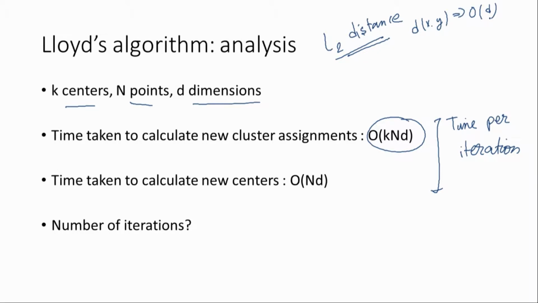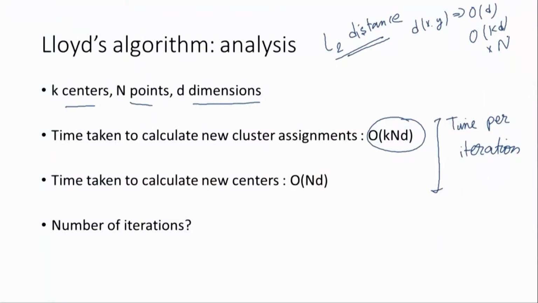That's order d, because it's a d length sum. Right? Okay. Now for every point, you have to compute the distance from all the centers. There are k centers, so that takes time order kd. And this times n, because you have to compute the assignment for every point, so order k n d. So it's very simple once you break it down slowly.